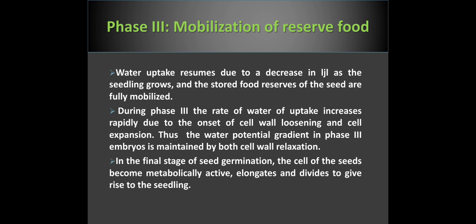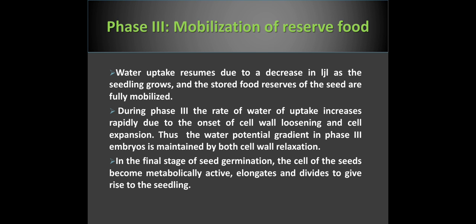Mobilization of reserve food is the third phase. Water uptake resumes due to the increase in seedling growth. The stored food reserves of the seed are fully mobilized. During phase 3, the rate of water uptake increases rapidly due to cell wall loosening and cell expansion. Thus, the water potential gradient in phase 3 embryos is maintained by cell wall relaxation.